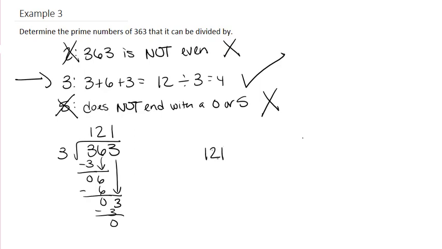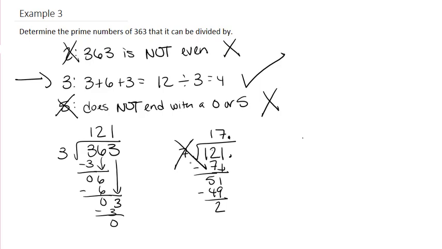And then we're going to see if it can be divided by, we'll say 7 first. 7 can go into 12 1 time. 7 times 1 is 7. And we subtract, we get 5. Bring down the 1. Now 7 can go into 51 7 times, which is 49. Subtract, we get 2. Then we're going to have a decimal. So this does not work out, because we have a decimal and we want whole numbers.